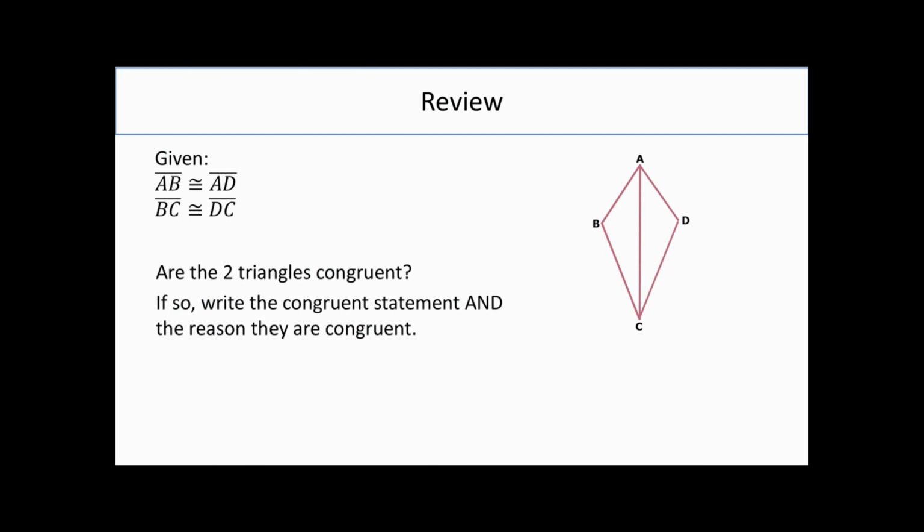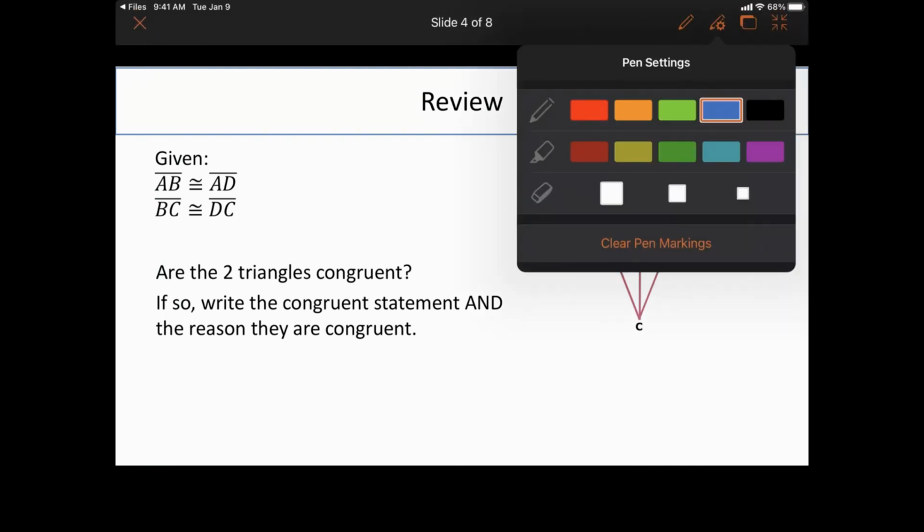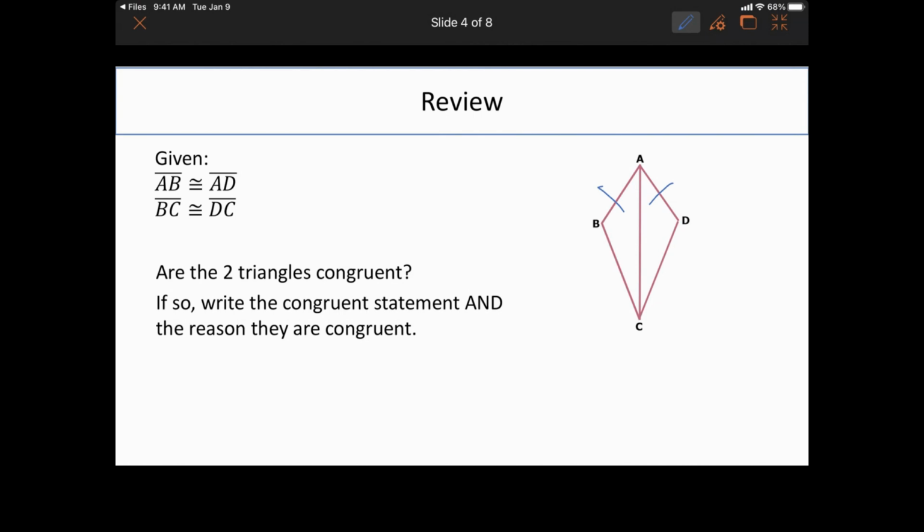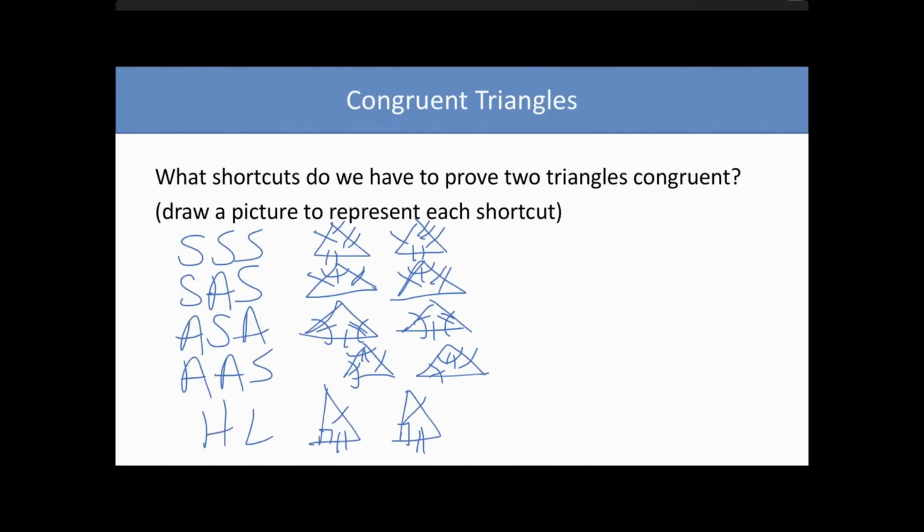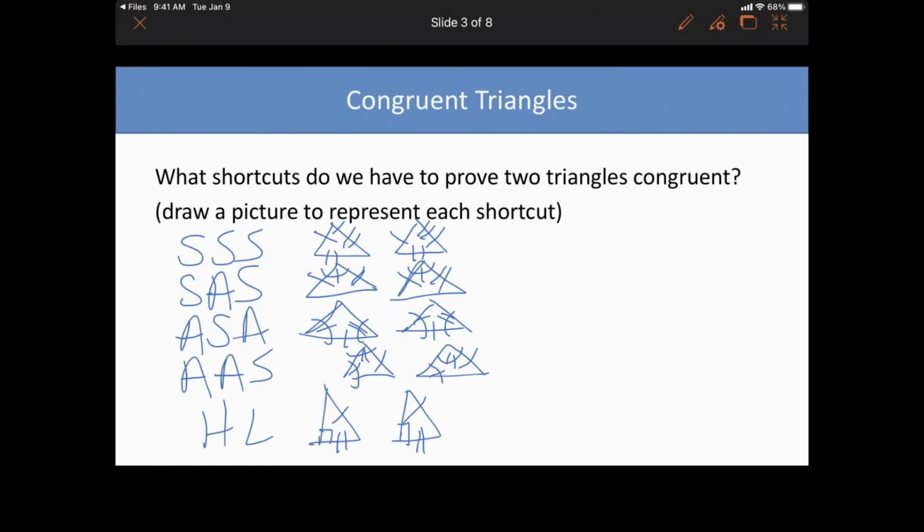So in your homework, you had a problem like this. They gave you some things and said, are the 2 triangles congruent? And if so, write the congruent statement and then the reason. Well, let's look. Here's my given. So I'm going to mark it. This is equal to this. Segment BC congruent to segment DC. So if I'm looking at my shortcuts, I have 2 sides. So if I have 2 sides, I only have 2 choices. I either find a 3rd side or an angle in between the 2 sides.